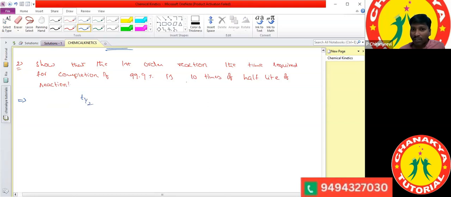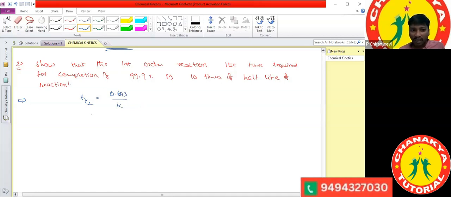What is t-half equal to, how much have they given here? 10 times the half-life period. So t-half they didn't give. If you take the t-half, what can you write? 0.693 divided by K.